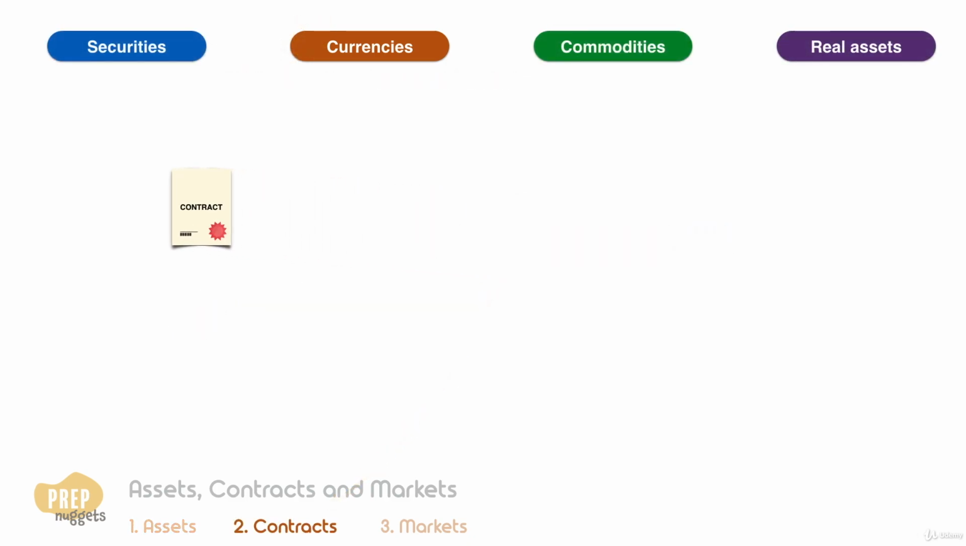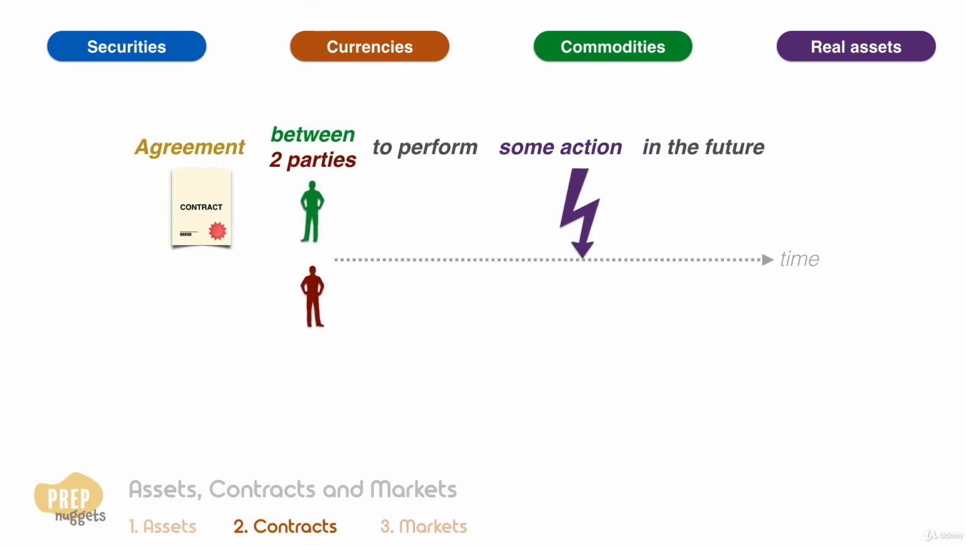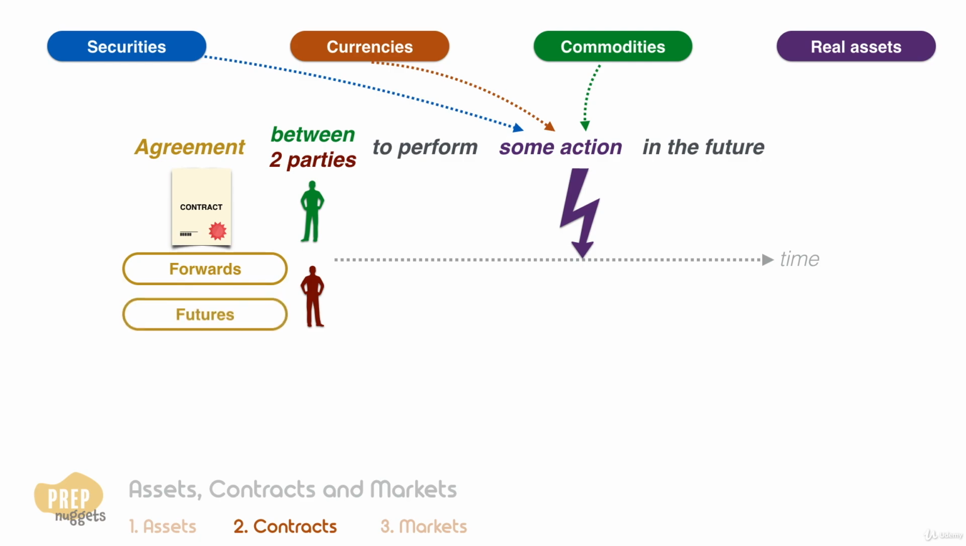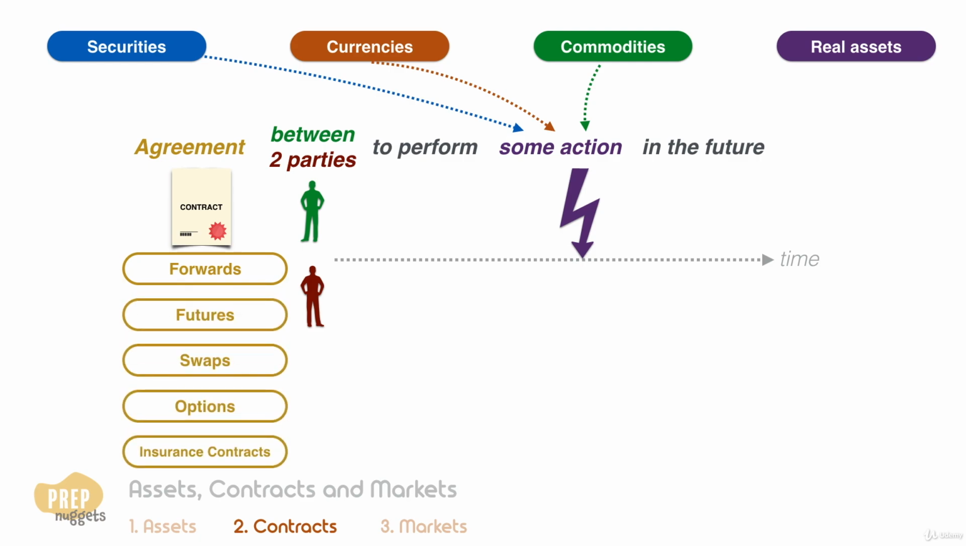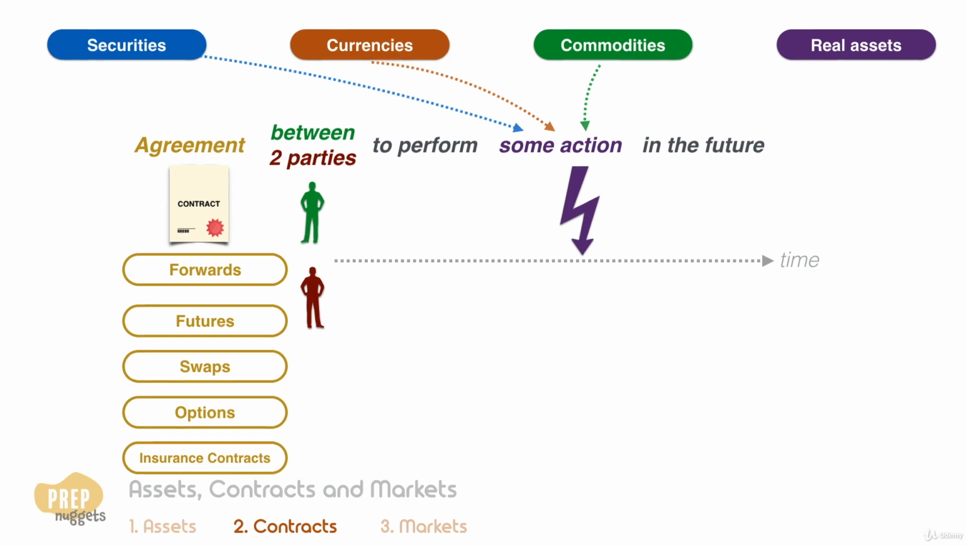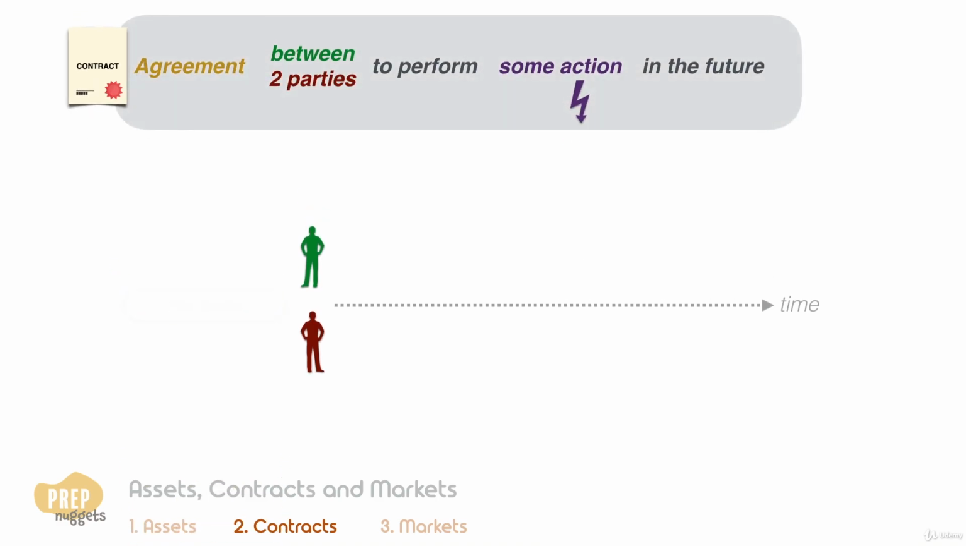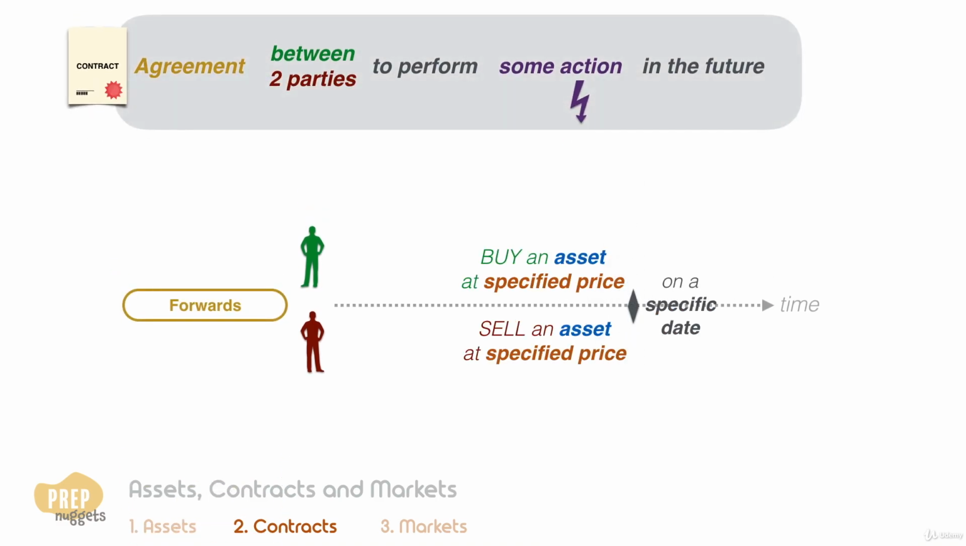contracts. Contracts are generally agreements between two parties to perform some action in the future. For financial contracts, these actions are often based on security prices, currency exchange rates, commodity prices, or security indexes. We shall have a quick overview on forwards, futures, swaps, options, and insurance contracts. These are commonly known as derivatives and are covered in detail in the course on derivatives. A forward contract is an agreement to buy or sell an asset in the future at a price specified in the contract at its inception.